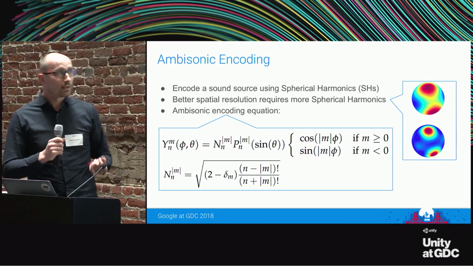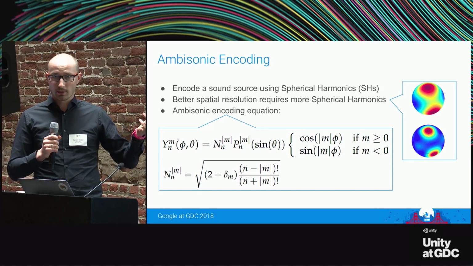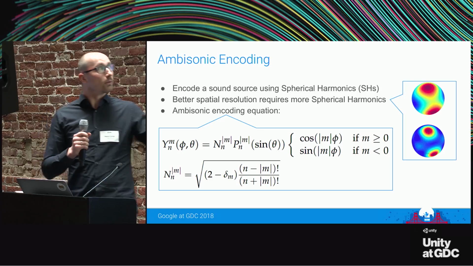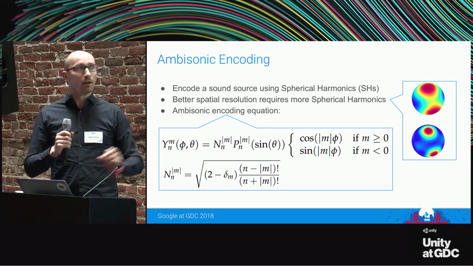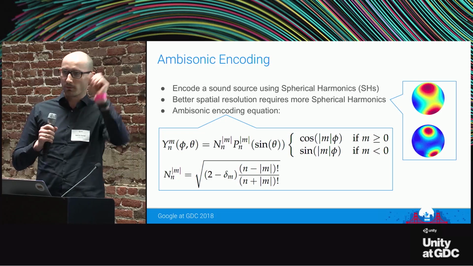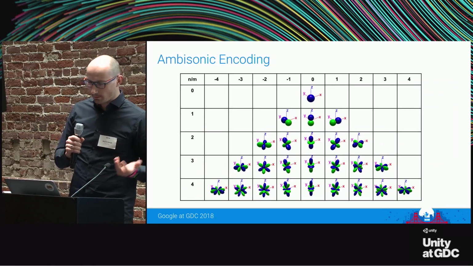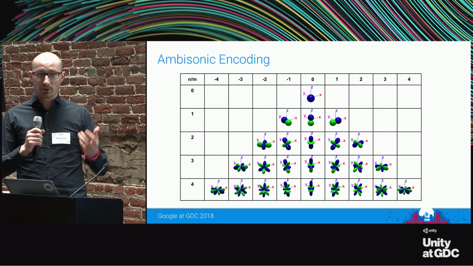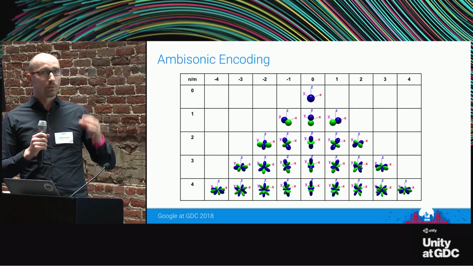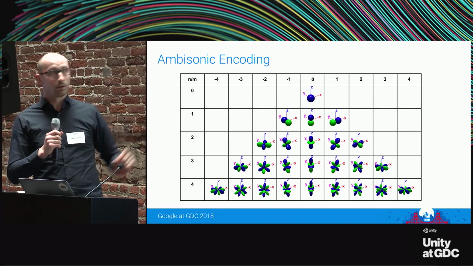To encode a sound source into Ambisonics, what we basically do is take the mono signal, compute a set of so-called spherical harmonic coefficients for the given source location, and multiply this mono signal with all these coefficients. And the more spherical harmonics we use, the better spatial resolution we get, which means that if we want to represent our sound source very accurately in the sound field, we have to use a lot of spherical harmonics.